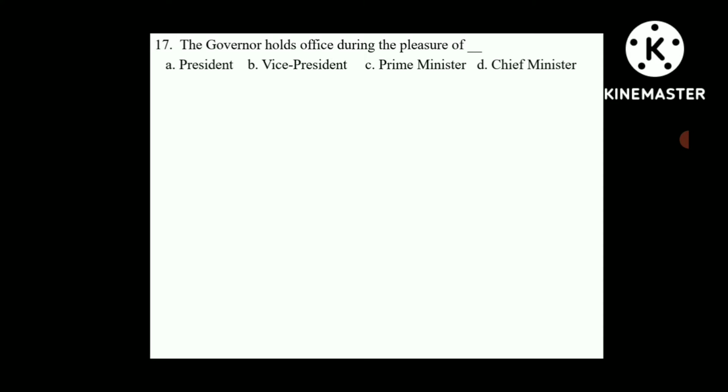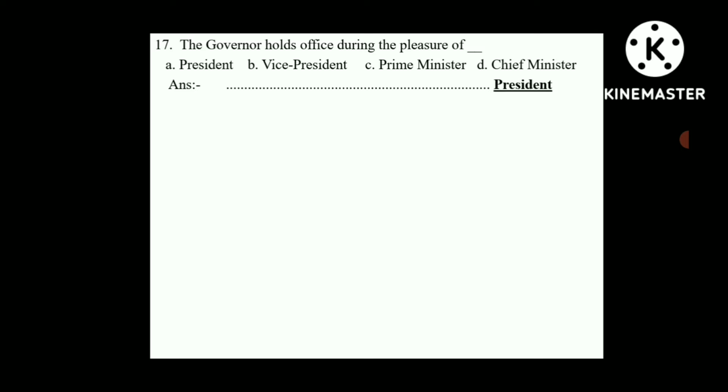The governor holds office during the pleasure of. The next question actually comes regarding the governor. All you know is that for the union it is the president, and for the state it is the governor. They are somewhat similar in nature, though their powers are different. So the governor holds office during the pleasure of President, Vice President, Prime Minister, or Chief Minister. It is the President.